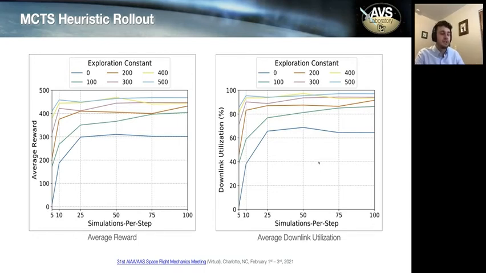At 100 simulations per step, the agent reaches about, I think, 97% downlink utilization. So it takes a long time to converge past that. So 10 simulations per step is actually what we use to generate training data.